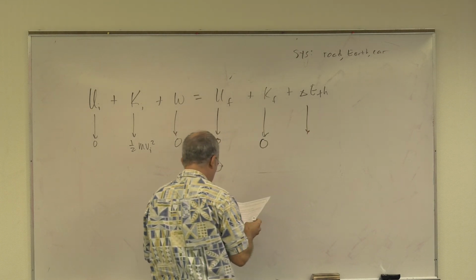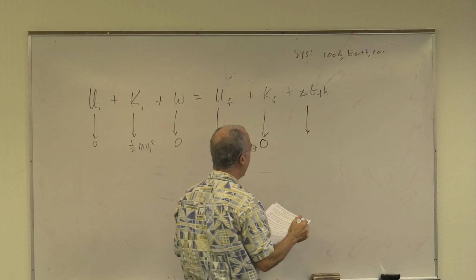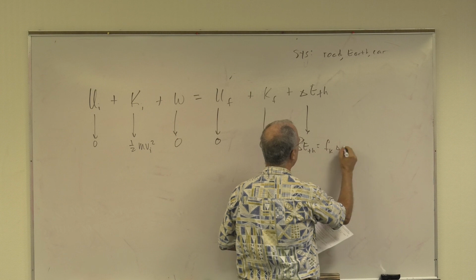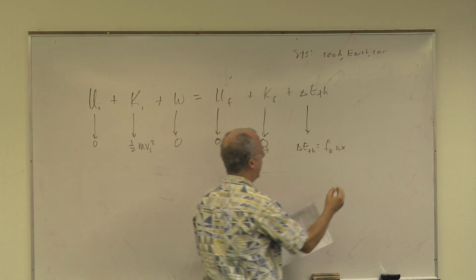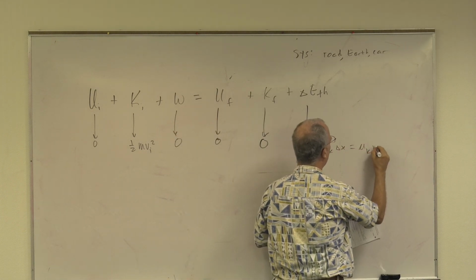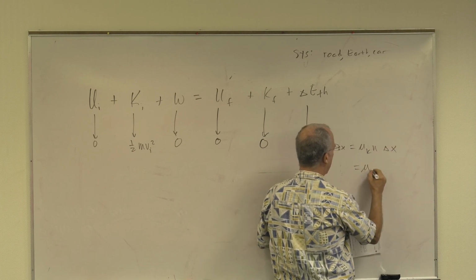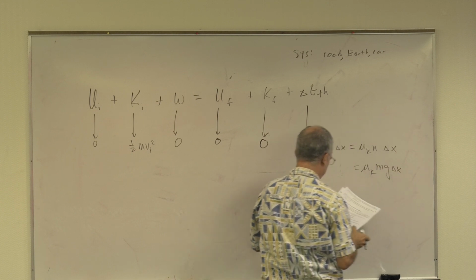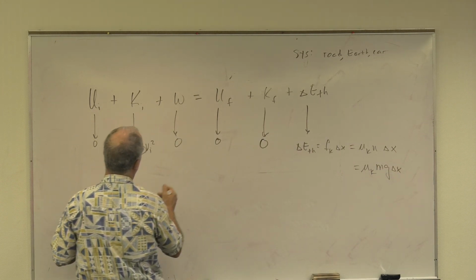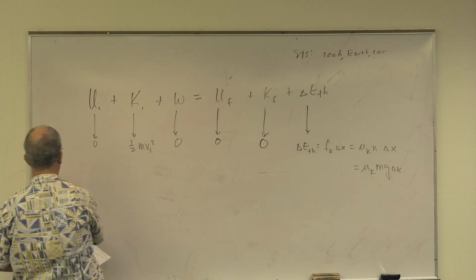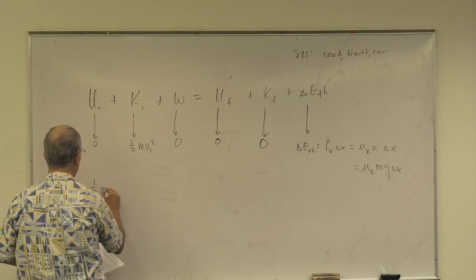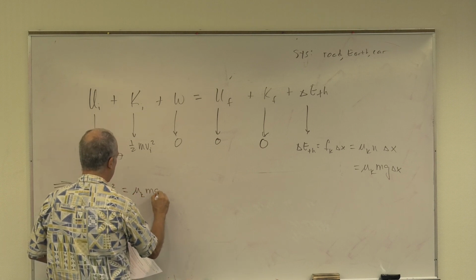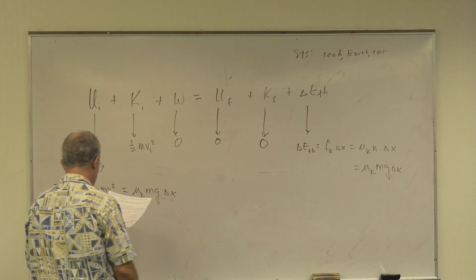And what's delta E therm? Well, we did this a little while ago, right? We said that delta E therm equals the frictional force times the displacement. And we know that Fk is mu k times the normal. The normal is just the weight, so mu k m g times delta x. So this stuff equals that stuff. Therefore, we have 1/2 m v initial squared equals mu k m g delta x. That's it.